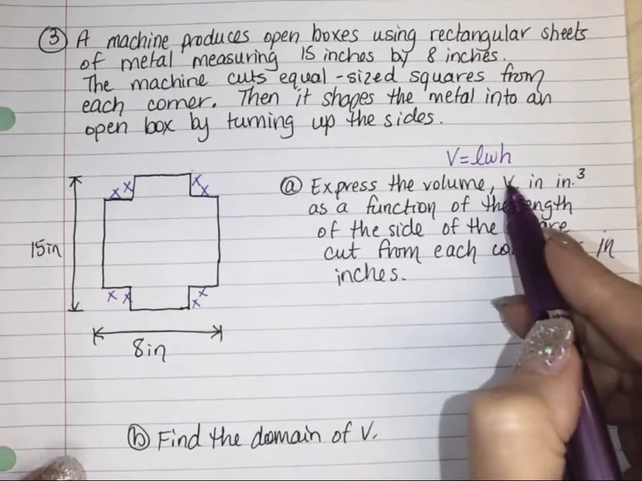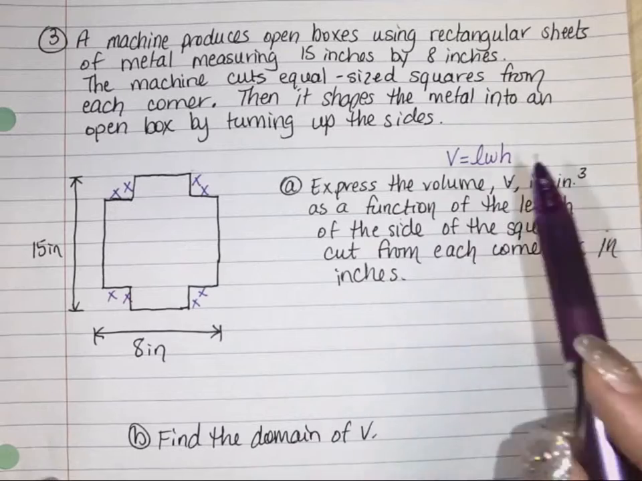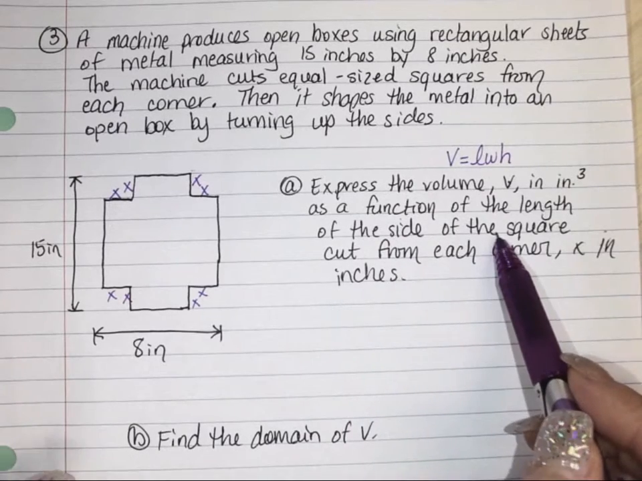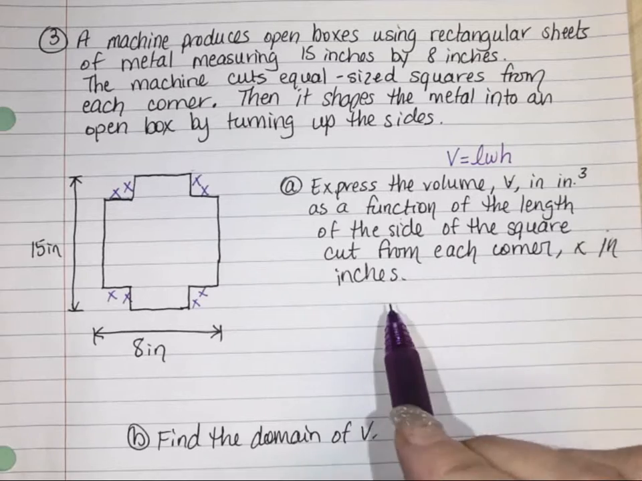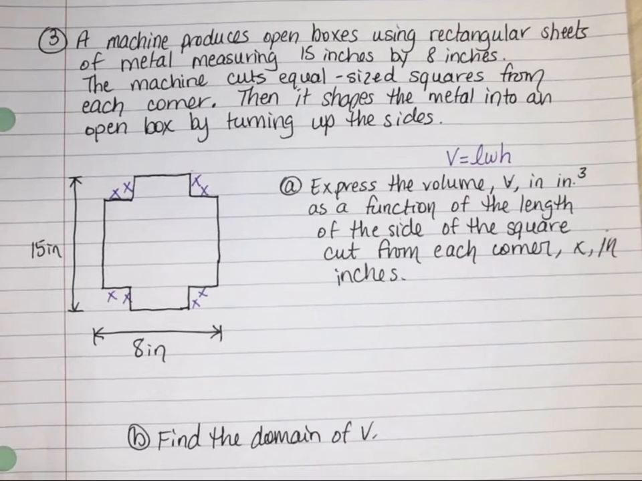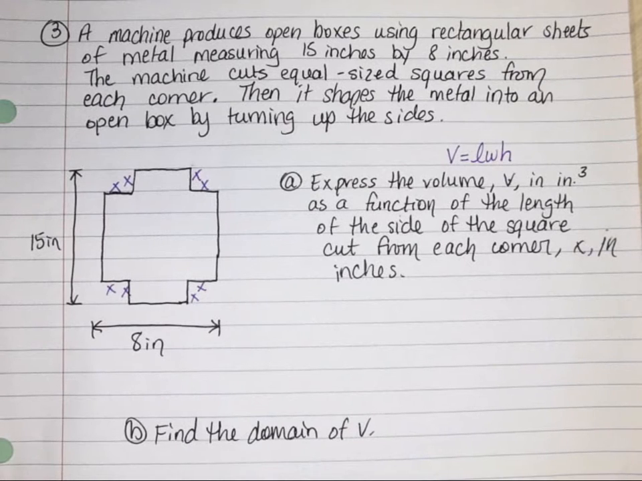We're going to express the volume as a function of the length of the side of the square cut from each corner, x, in inches. So that's a lot of words. What they're wanting you to do is take this volume, represent it by your length, width, and height, all in terms of x. All in terms of x.